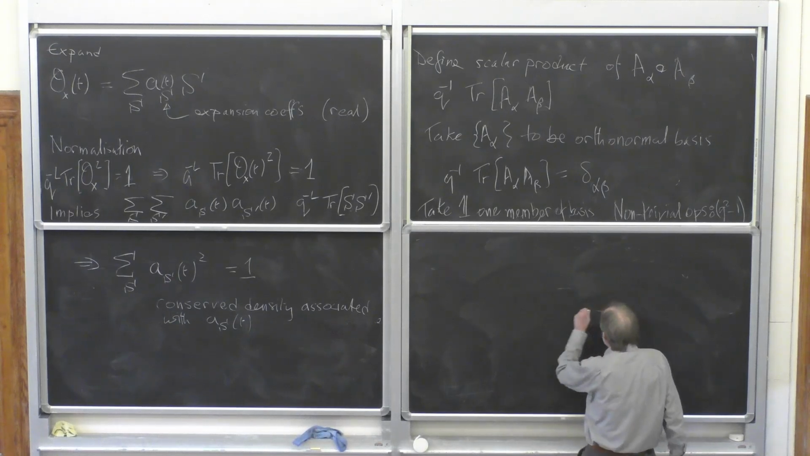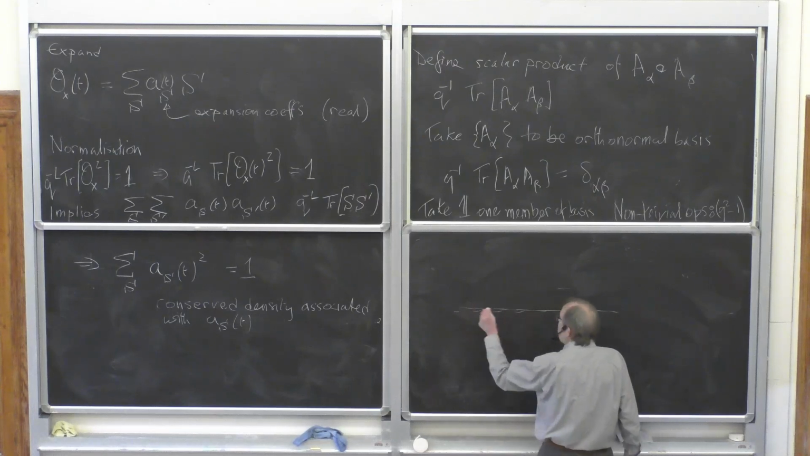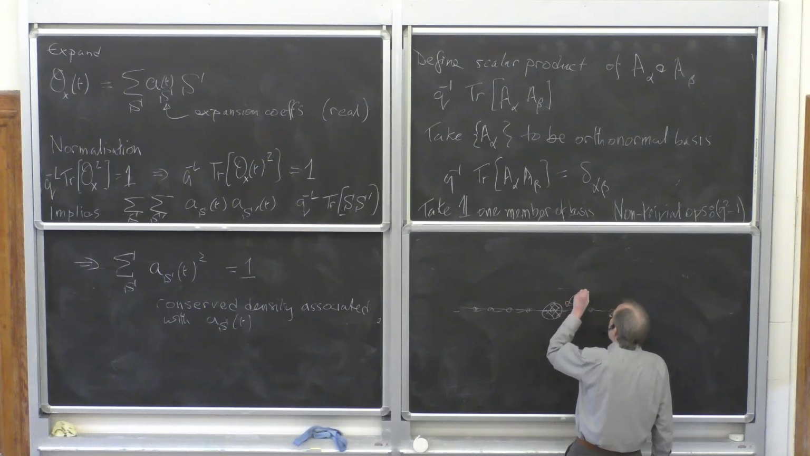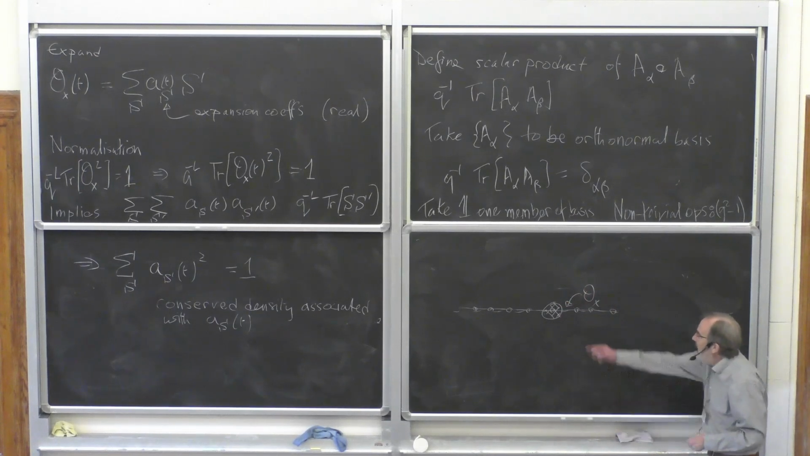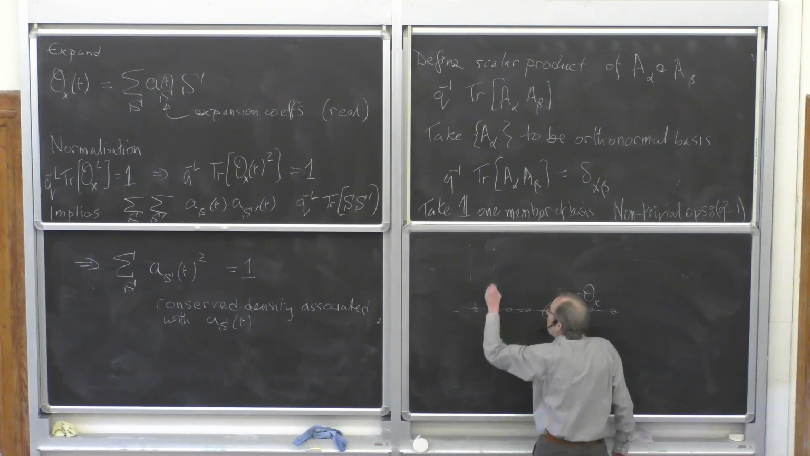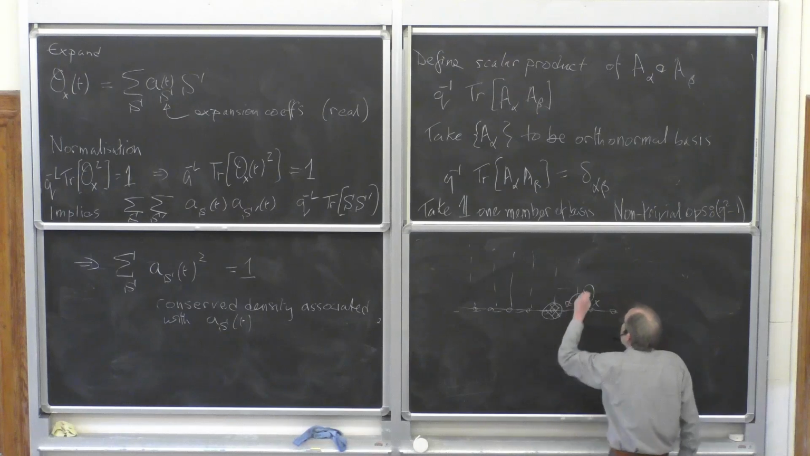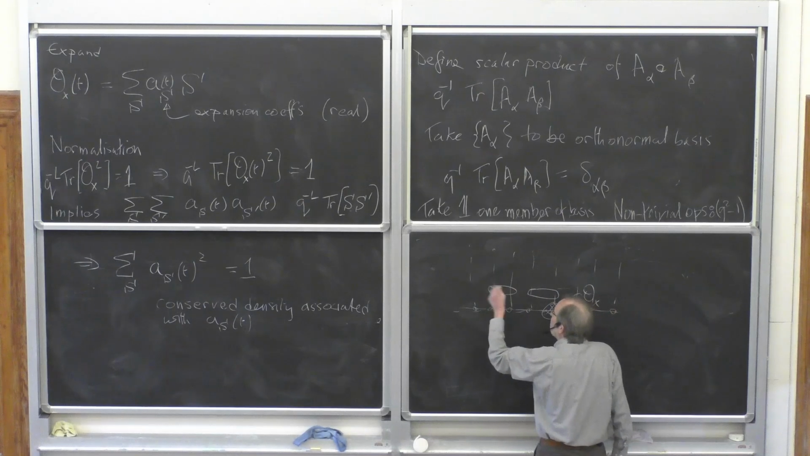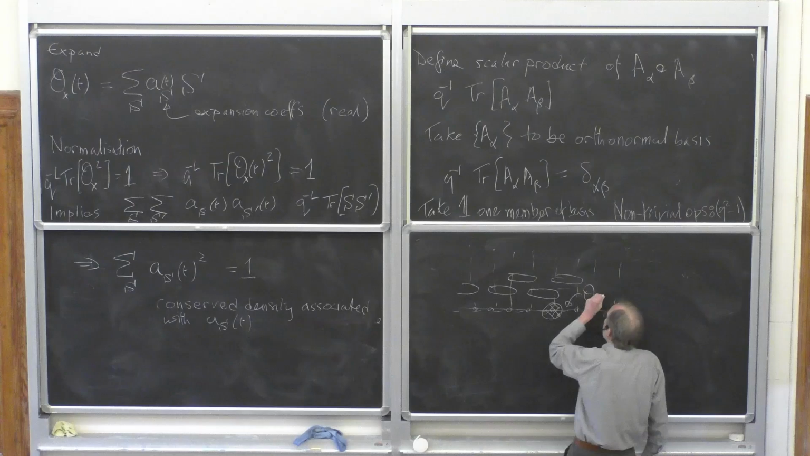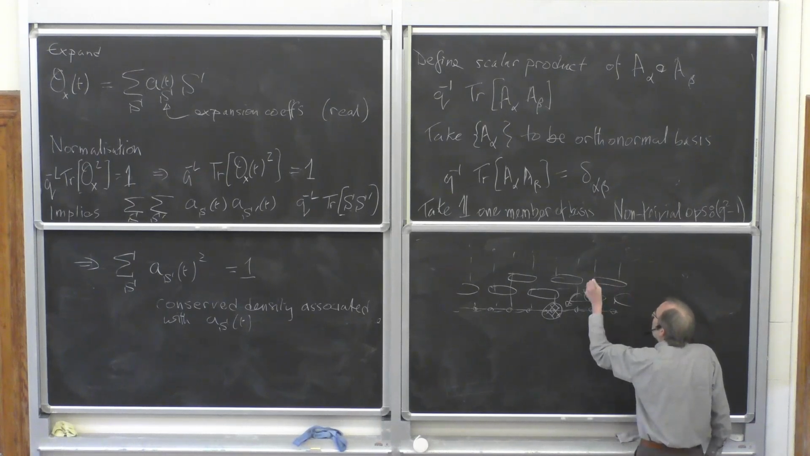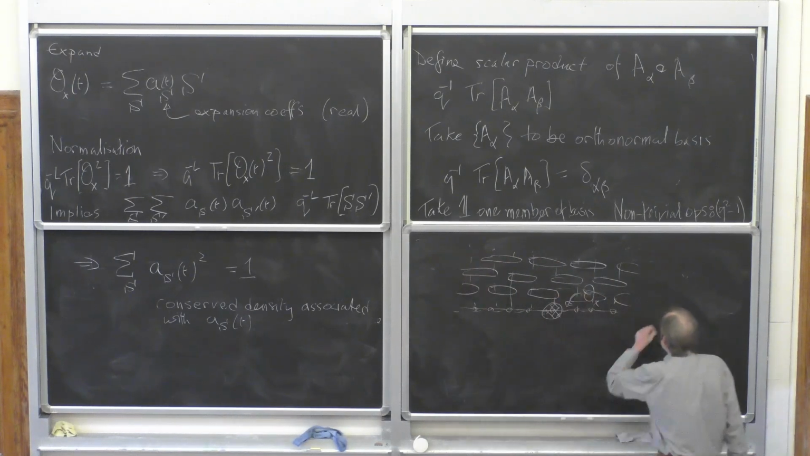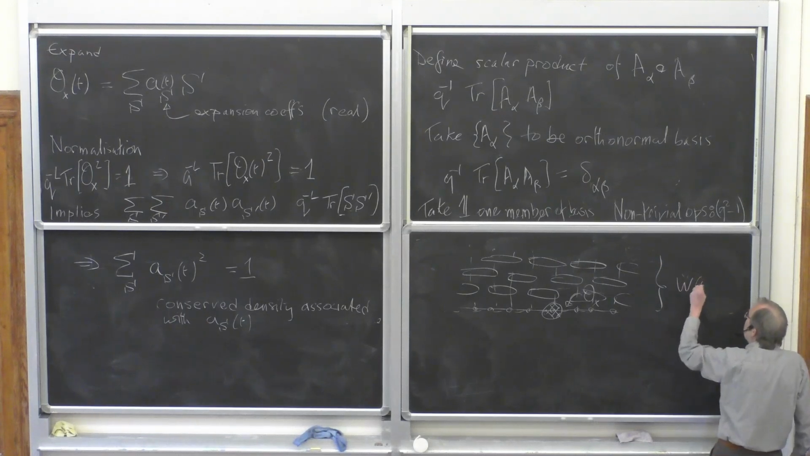So if this is the system that I'm thinking of with sites like this, and suppose my initial operator acts just on this site, well, if I now draw in the gates of the random unitary circuit, then it may be that I have gates acting like this at successive times, so this will represent the time evolution operator.